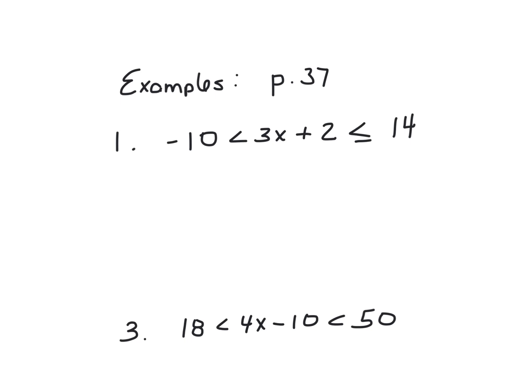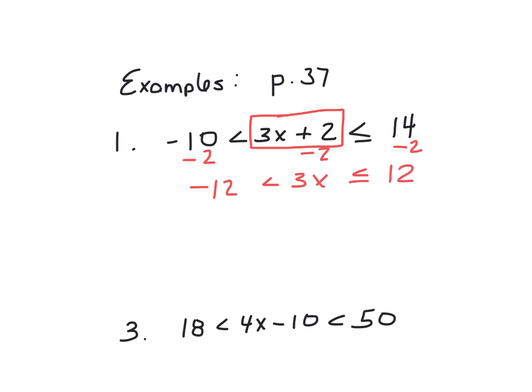So I'm going to work on this inside right here and try to get this x by itself. So like we've been doing, I'm going to undo that. I'm going to subtract 2. But I'm going to do this from all 3 parts now. So now I've got negative 12 is less than 3x is less than or equal to a positive 12. And then I would divide everything by 3. And I would have negative 4 is less than x is less than or equal to a positive 4.